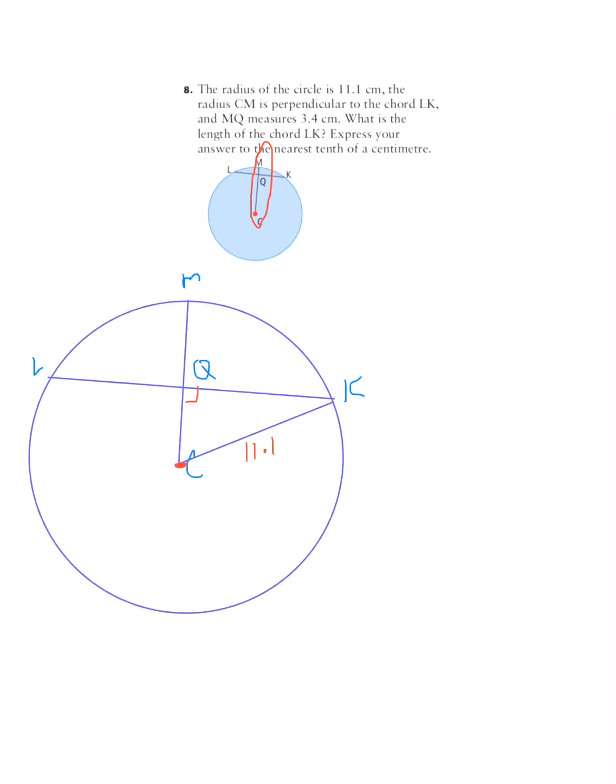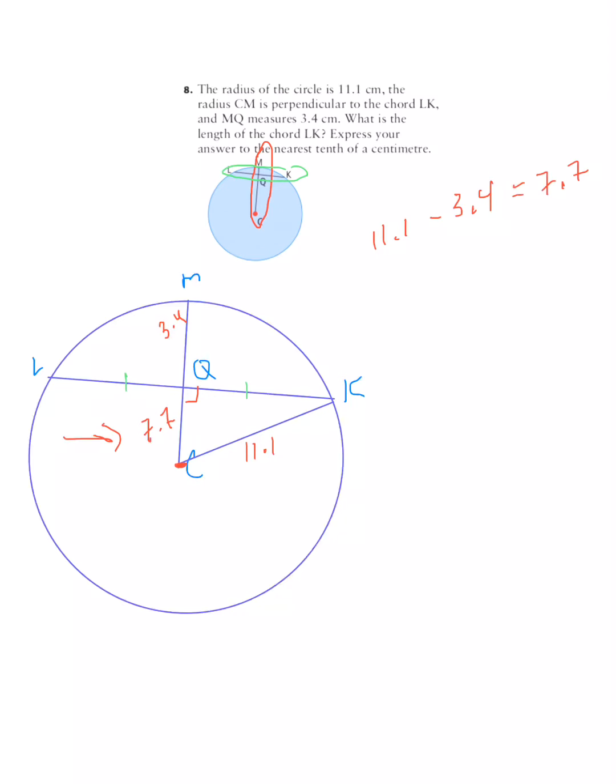MQ measures 3.4, so we know this is 3.4. That also doesn't help us too much, but we do know the entire thing is 11.1. So to find this missing side here, we're going to go 11.1 minus 3.4, and I get 7.7. So a little bit of subtraction there to give us this missing length. And then it says, what is the length of chord LK? So it's asking us to find this entire chord, but we can't do that in one step. We're going to find this side, and then because it was perpendicularly bisected, we know that they're the same, so eventually we're going to double it.